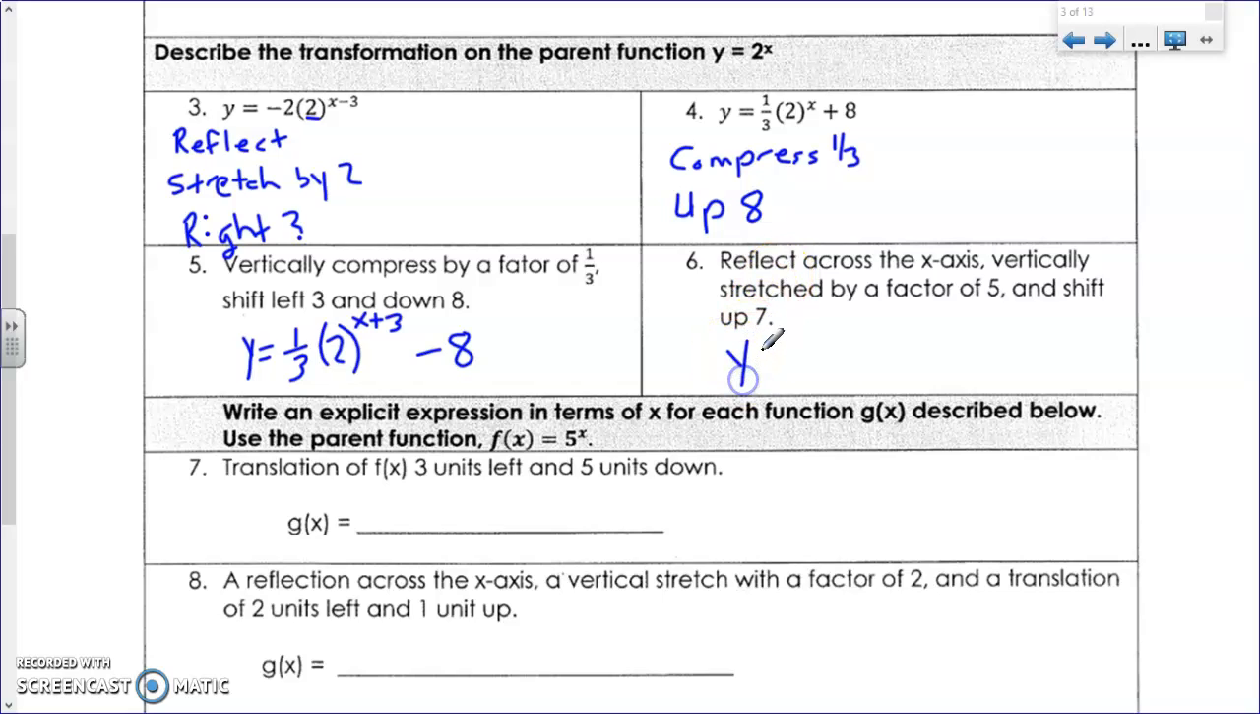Okay, so let's do that same thing again. So we know it's 2 to the x. Reflect across the x-axis. That'll be negative. Vertically stretch by 5. So negative 5. And shift up 7. So that's going to be plus 7. Okay, try down here. Notice the base here is 5, so it switched it up a little bit. And then check your notes on plan book.